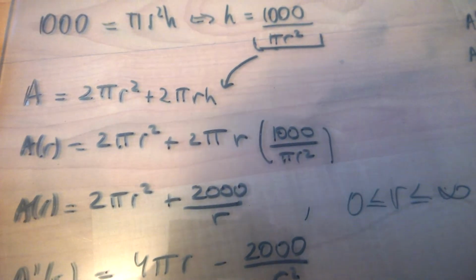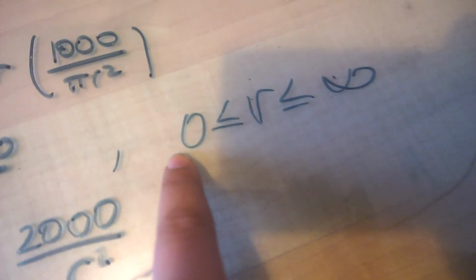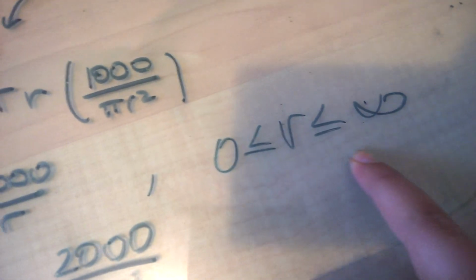Now we have to find our derivative. Sorry, but before we find our derivative, let's go over the domain. So r has to be greater than or equal to 0 and less than or equal to infinity. These values come from the fact that a radius cannot be negative, and it can be increased as much as we want as long as it's a positive number.